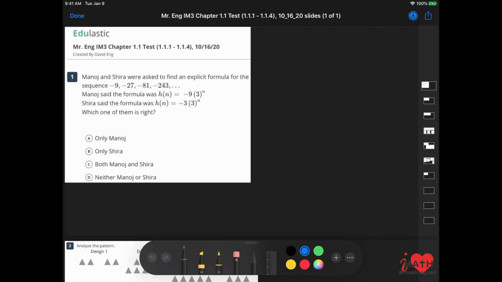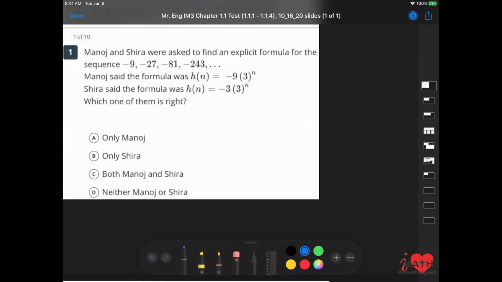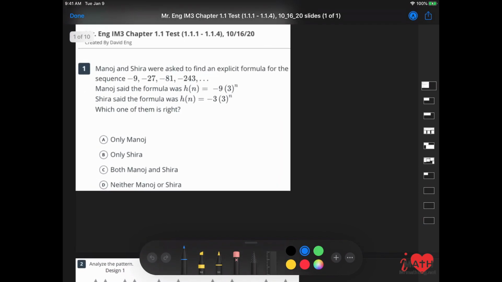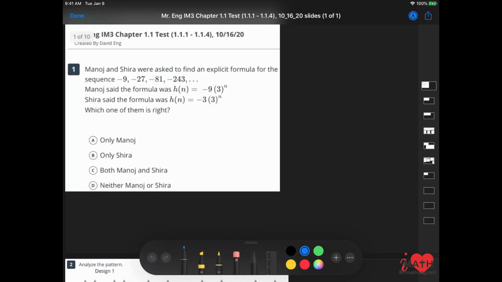Let's go over this chapter 1.1 test. Excuse me as I don't know how to pronounce these perfectly. Mano and Shira were asked to find an explicit formula for the sequence. Okay, so don't worry about explicit, but you just have a sequence of numbers. We've talked about numbers before. Each of these, Mano and Shira, have these formulas here, and we have to figure out which one is correct.